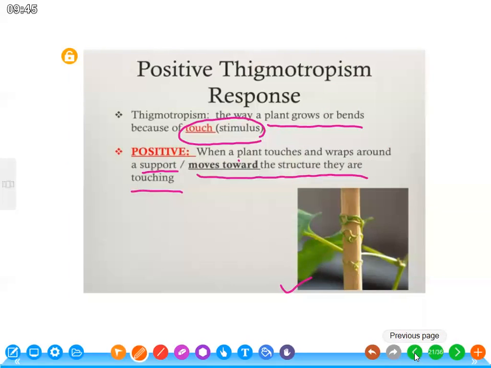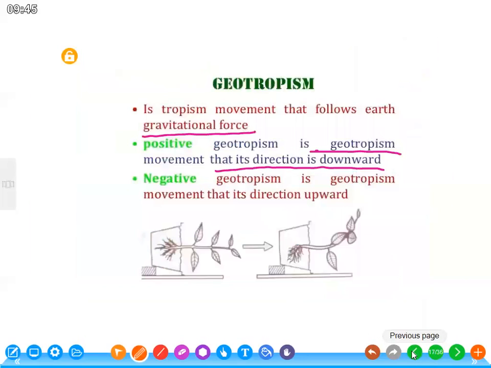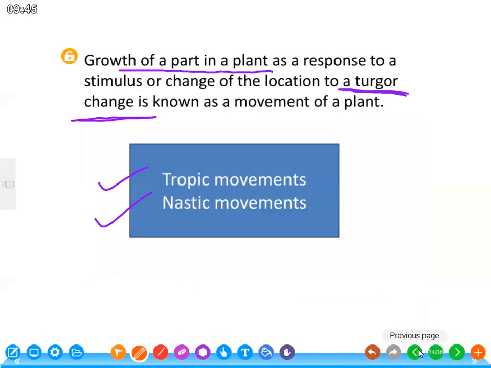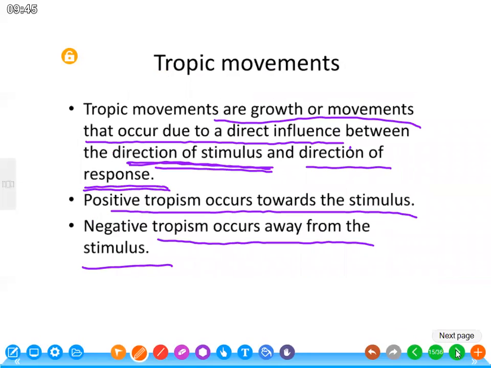So, let us see the summary. Growth of a part in a plant as a response to a stimulus, or change of location to a target, is known as the movement of plants. There are two types of movements: tropic movements and nastic movements. In tropic movements, the growth or movement occurs due to a direct relationship between the direction of the stimulus and the direction of the response.